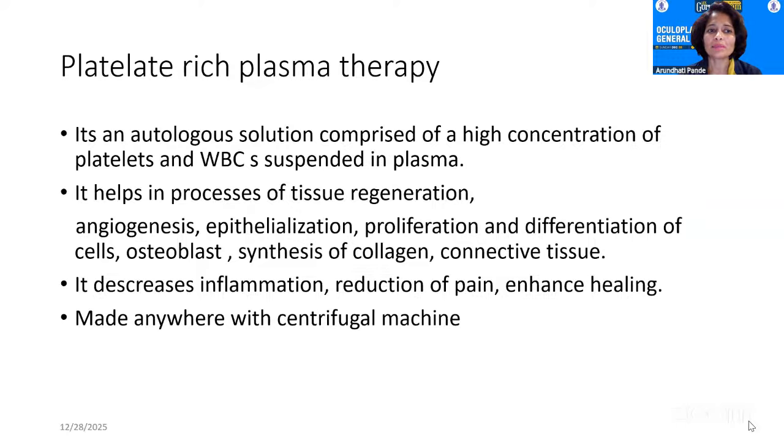Platelet-rich plasma therapy, I added this slide to encourage you, I just want you to have the whole story. It is an autologous solution comprised of high concentration of platelets and WBC suspended in plasma. It helps in the process of tissue regeneration, angiogenesis, epithelialization, proliferation and differentiation of cells, osteoblasts, synthesis of collagen and connective tissue. It decreases inflammation, reduces pain, and enhances healing. It can be made anywhere with a centrifugal machine. Ask your pathology department to get the centrifugal machine, take the patient's blood out, and you can make it on an OPD basis.